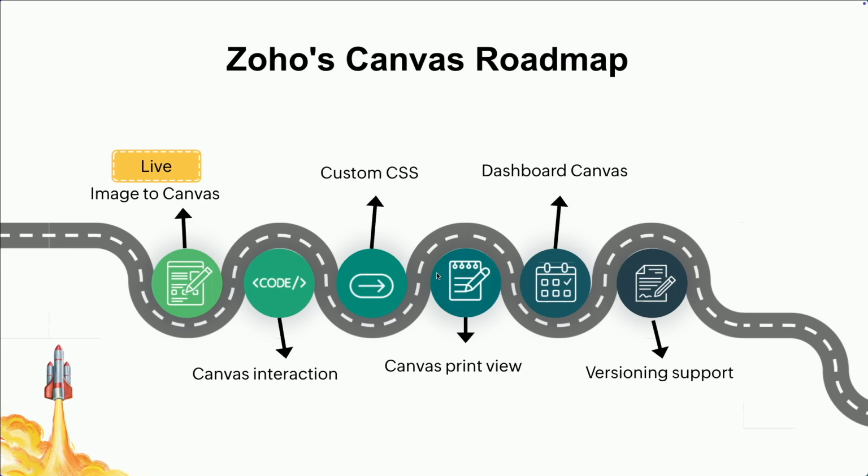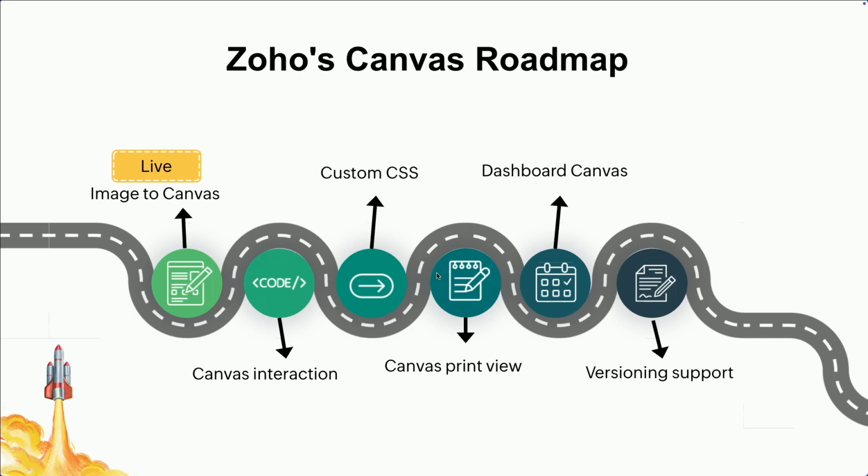So Zoho's Canvas roadmap, we just saw the image to canvas, so I was able to add the live tab above that. Canvas interactions are coming. You guys know when you hover over an account record or a contact record and you get that little pop-up with some data? You're going to be able to configure that screen and make it look exactly the way that you want through interactions.